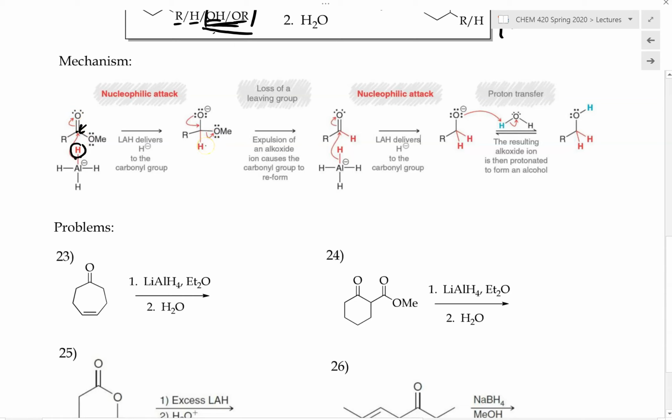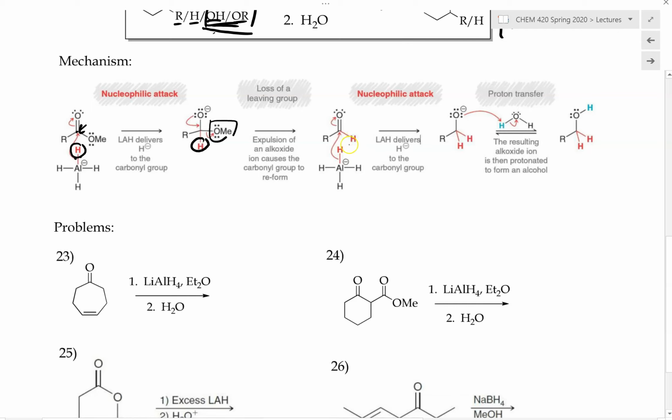Once we have produced this intermediate, notice that the first hydrogen is now bonded to this carbonyl carbon. This is not a stable intermediate, so the electron is donated down, and this kicks off the O methoxy group. So this will be falling off, and now the substrate in this process has become an aldehyde.